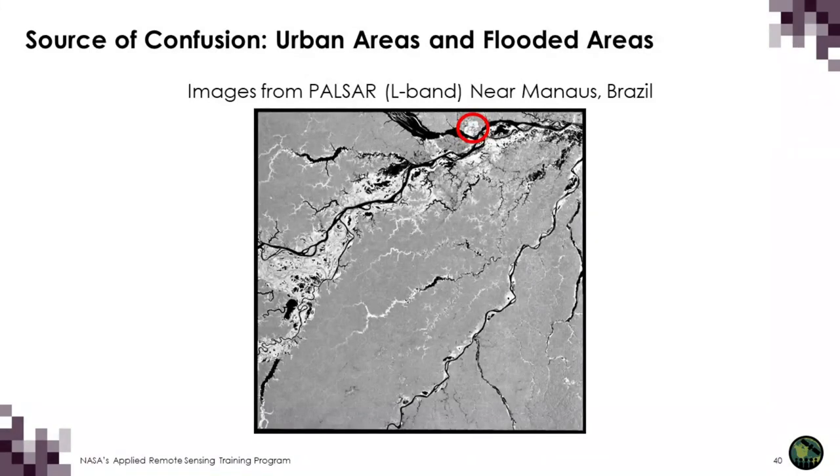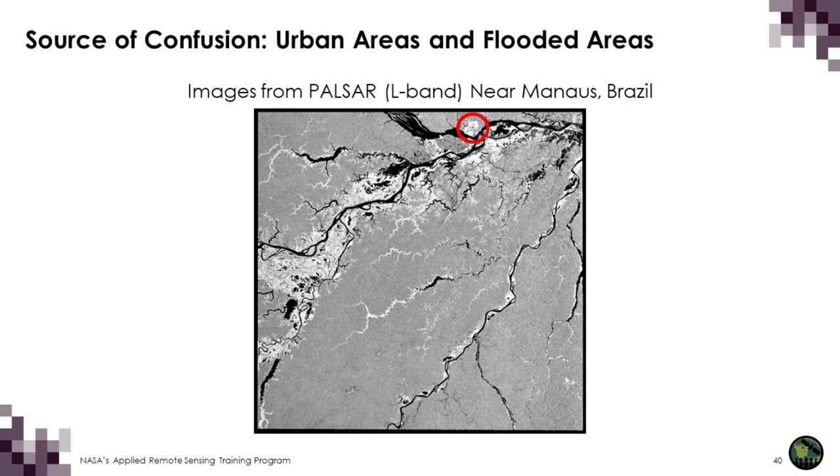And then there's also confusion between urban areas and flooded areas. And here, the area that's circled in red, that's the city of Manaus, which has a very high backscatter. And then the flooded areas along the river that are white, those are areas where there's inundated vegetation. So the scattering mechanisms in areas where there's flooded inundated vegetation and urban areas is the same. That scattering mechanism is double bounce.